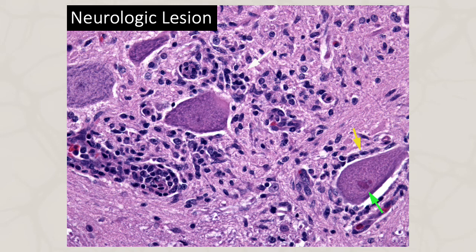Here's an example of a neurologic lesion. And we can see that there is eosinophilic neuronal necrosis that is occurring. There's adelatosis as well, and intranuclear inclusion bodies.